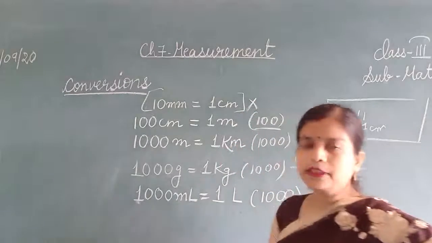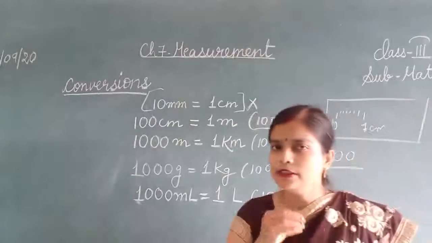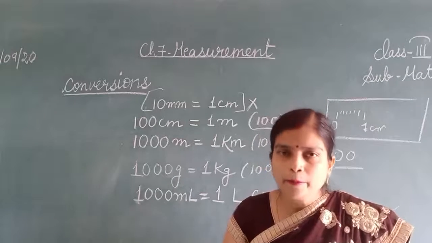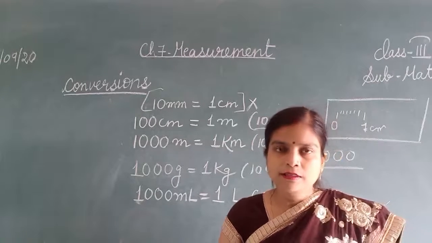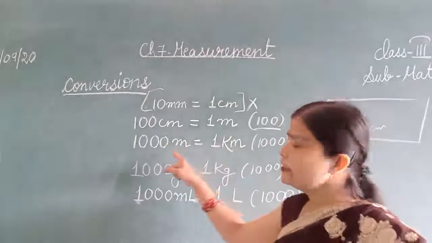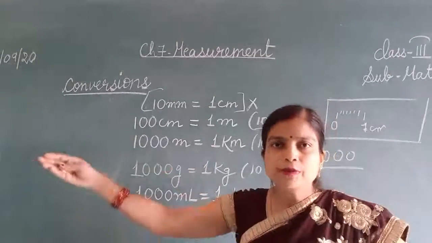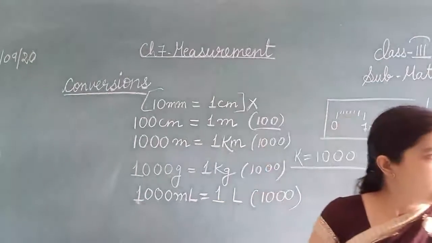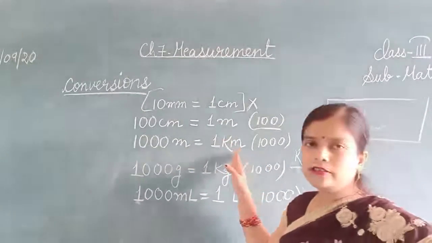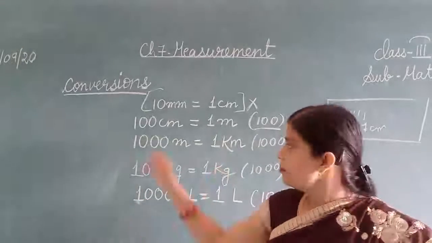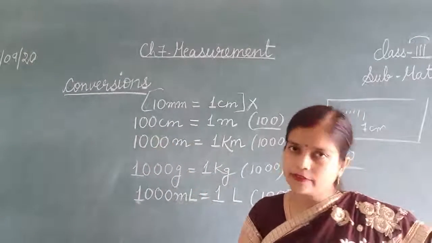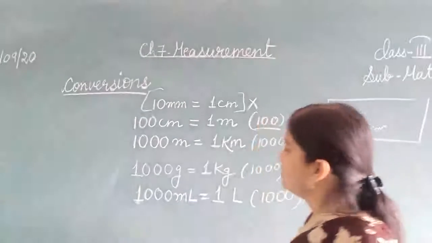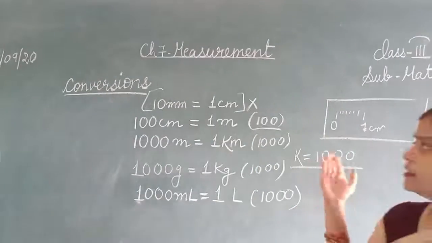So please remember, when we are converting bigger to smaller, we have to multiply, because the bigger unit is converting into a smaller unit, so the number should be more. And when we are converting a smaller unit into a bigger unit, the unit is bigger, so the number should be less, so we have to divide. Understood now? Now let's practice some questions related to this conversion.